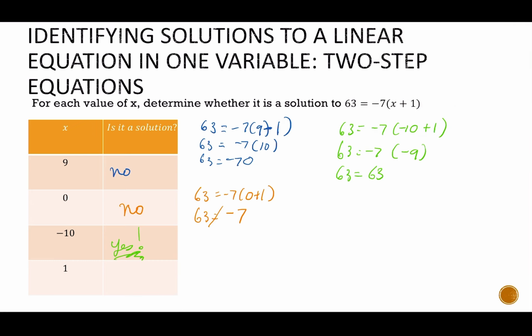And then we'll try our last x value that we're given. 63 equals negative 7 times 1 plus 1. Well, that's going to give me 63 is negative 7 times 2. So 63 is negative 14. That's not a solution.